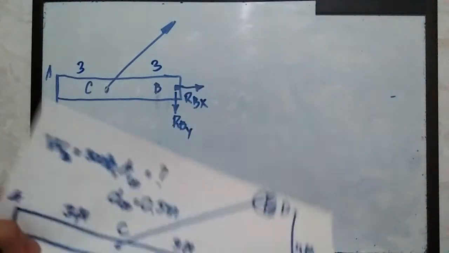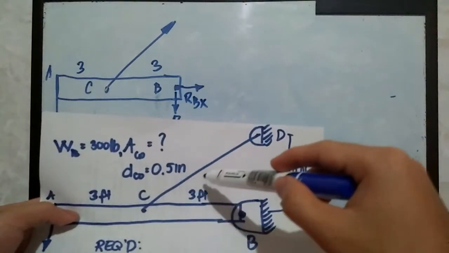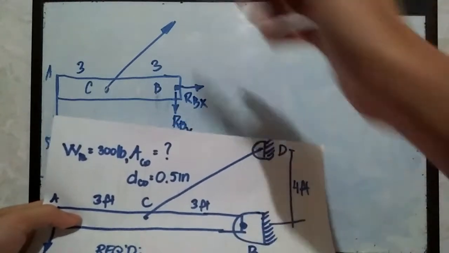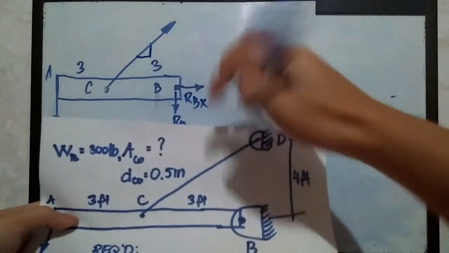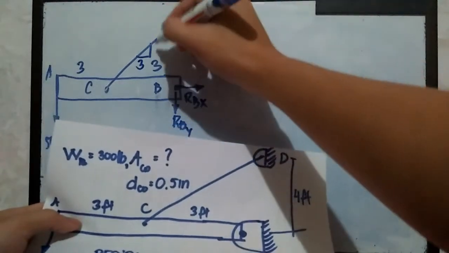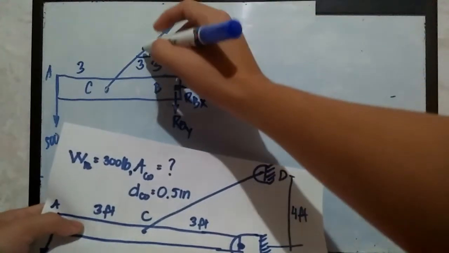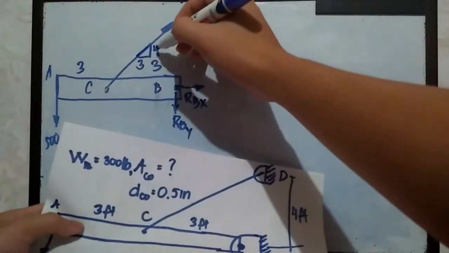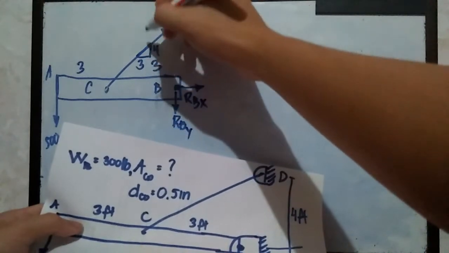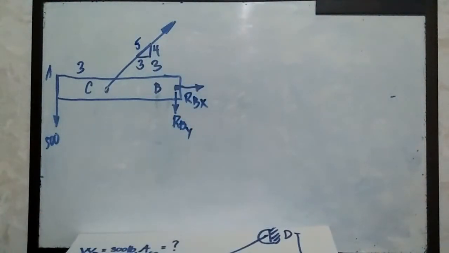And don't forget that the cable is angled. So for the x value of the slope, that is equivalent to this length, so that's 3, and for the height that is equivalent to 4 feet. And getting the hypotenuse of this right triangle, that should be 4 squared plus 3 squared, so that should be 25. The square root of 25 is simply 5. So we already have this free body diagram.